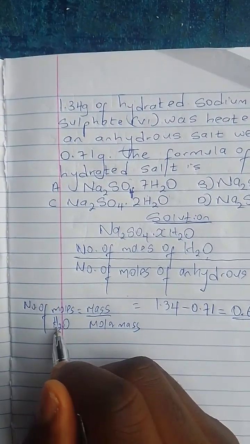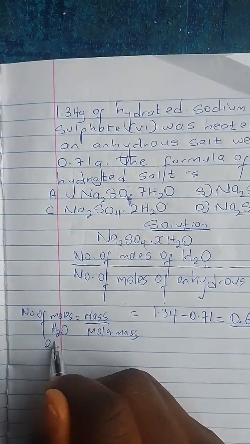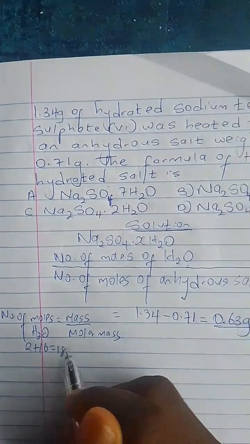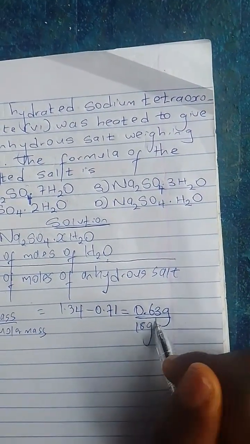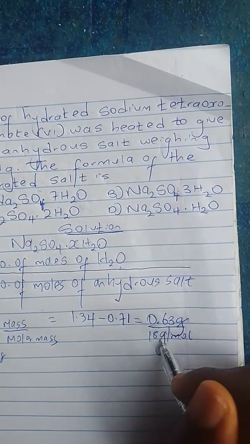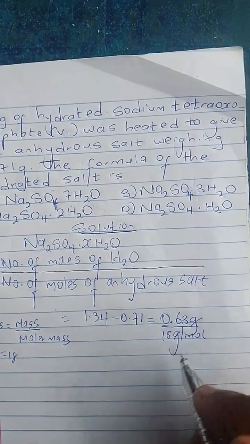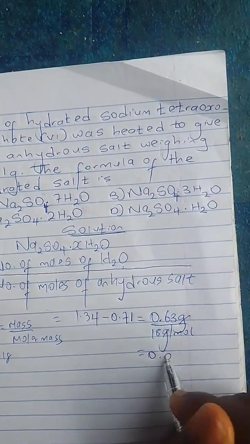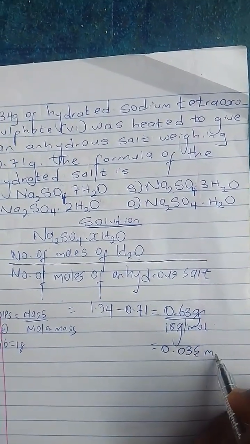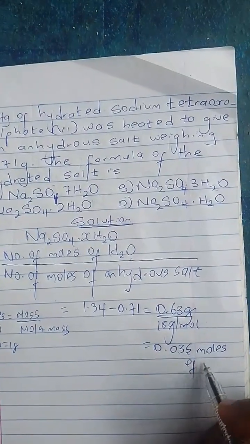Now remember, the mass number of hydrogen is 1 times 2, so we have 2 plus 16, which is 18 gram per mole. Gram cancels gram. 0.63 divided by 18 will get 0.035 moles. This is of water.